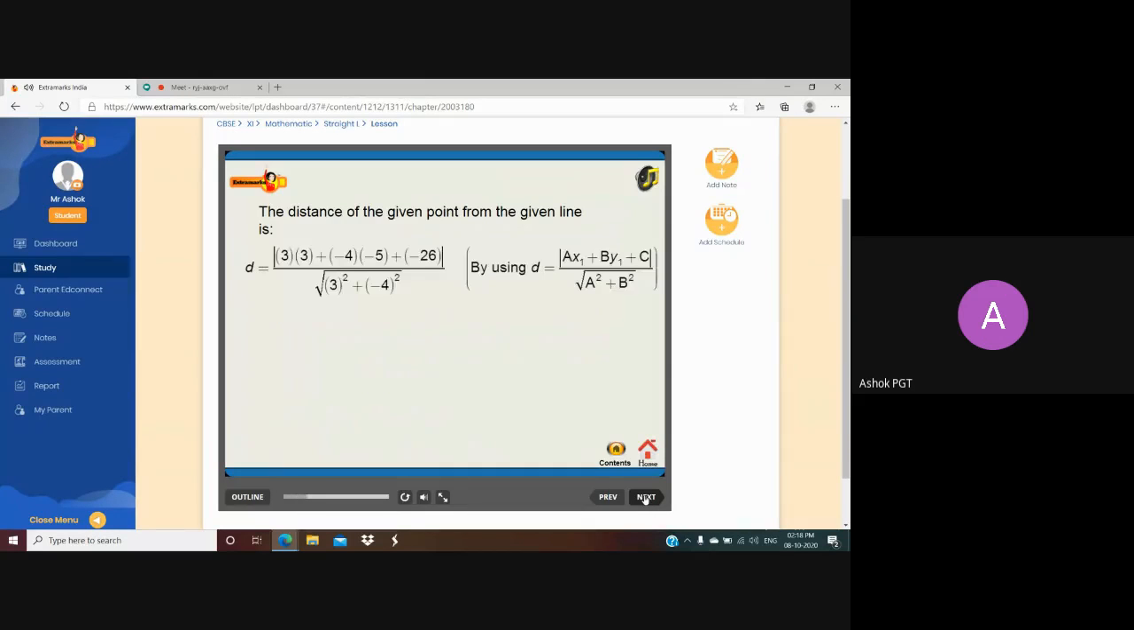The distance of the given point from the given line can be calculated as shown here. The distance comes out to be 3 by 5. Students, are you clear now? Did you understand the problem? They just substituted the x1 value in place of x, the y1 value in place of y in the equation, and then divided by the square root of a square plus b square. So the final answer is 3 by 5. Students, are you clear?